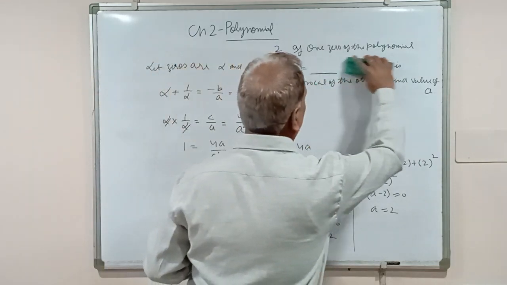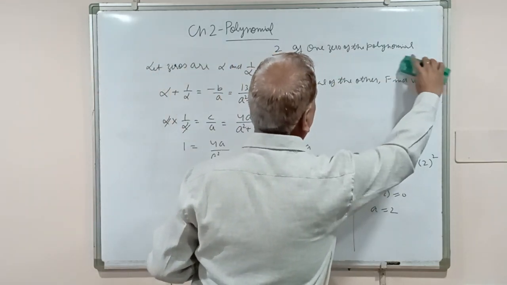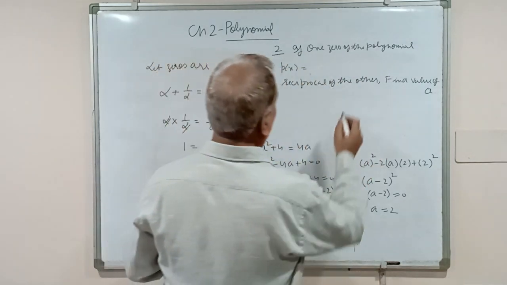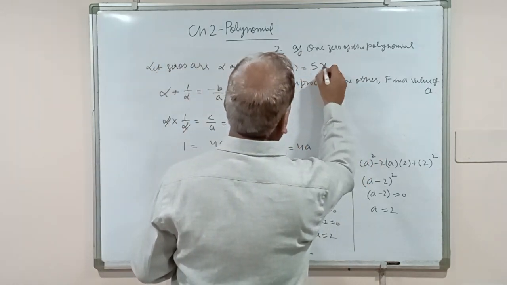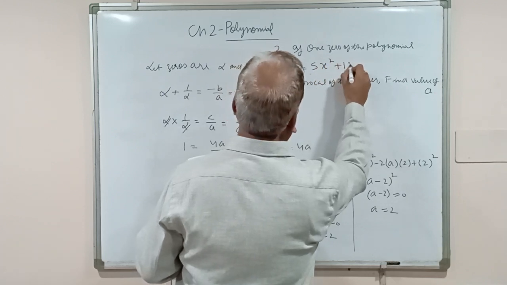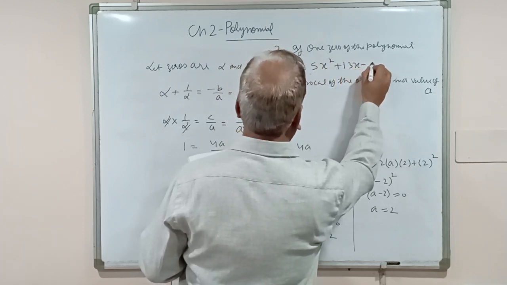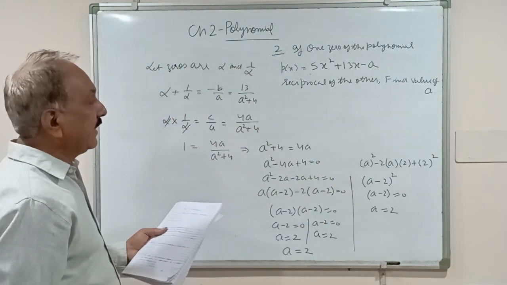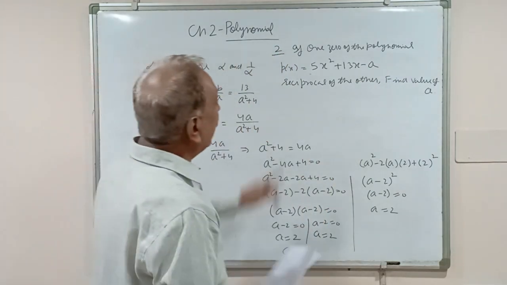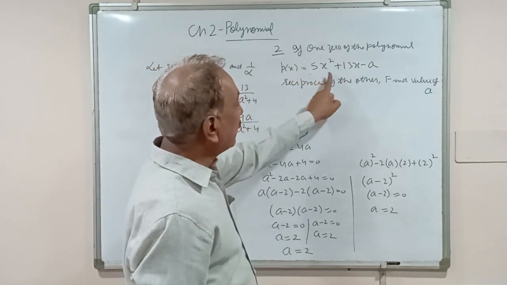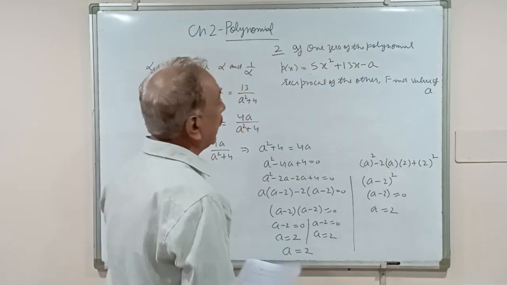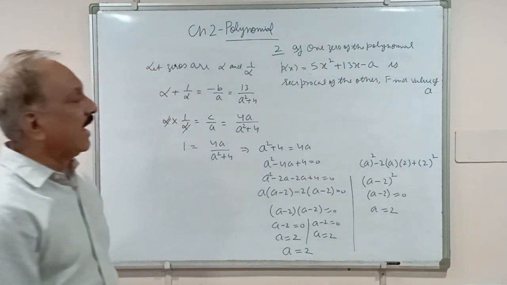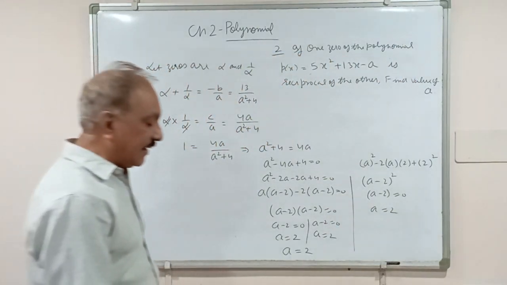Same question, but the numbers are different. This is 5x square plus 13x minus a. One zero of the polynomial p(x) equals 5x square plus 13x minus a is the reciprocal of the other. Find the value of a. Same pattern.